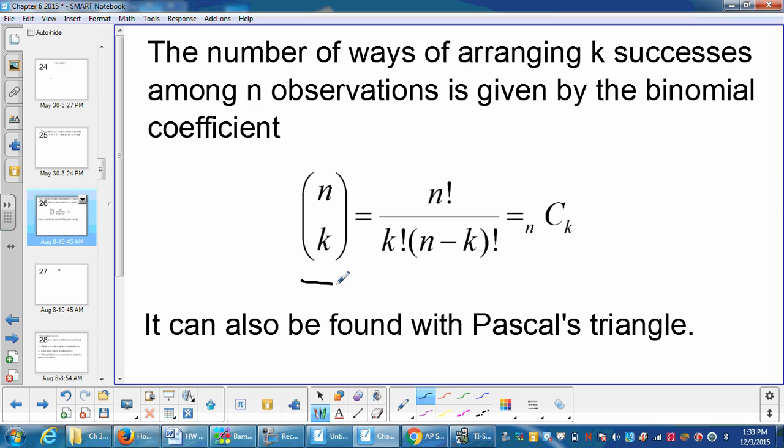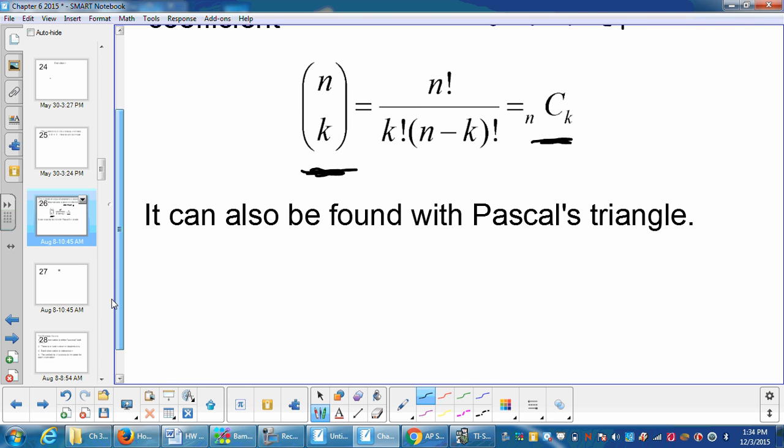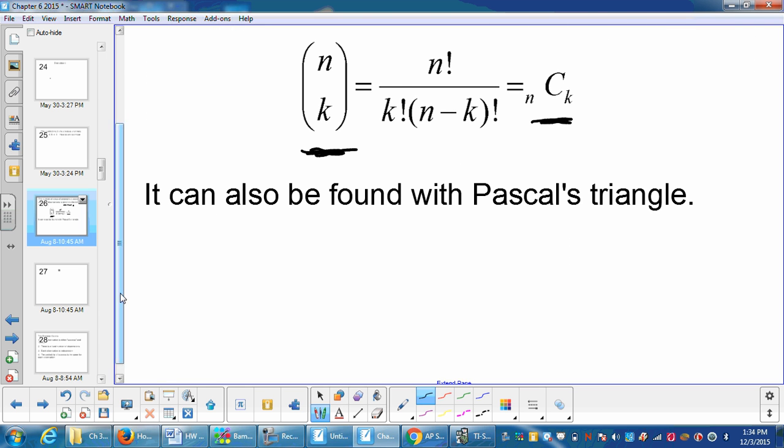AP a lot of times writes it like this, and in Algebra 2 we spent a lot of time writing it like this. But this is the formula. You take n factorial, so like 6 factorial is 6 times 5 times 4 times 3 times 2 times 1, all divided by n minus k factorial times k factorial, also in the denominator. And it can also be found with Pascal's triangle. Now, I'll show you a quick Pascal's triangle, and then I'll show you how to do it on the calculator.